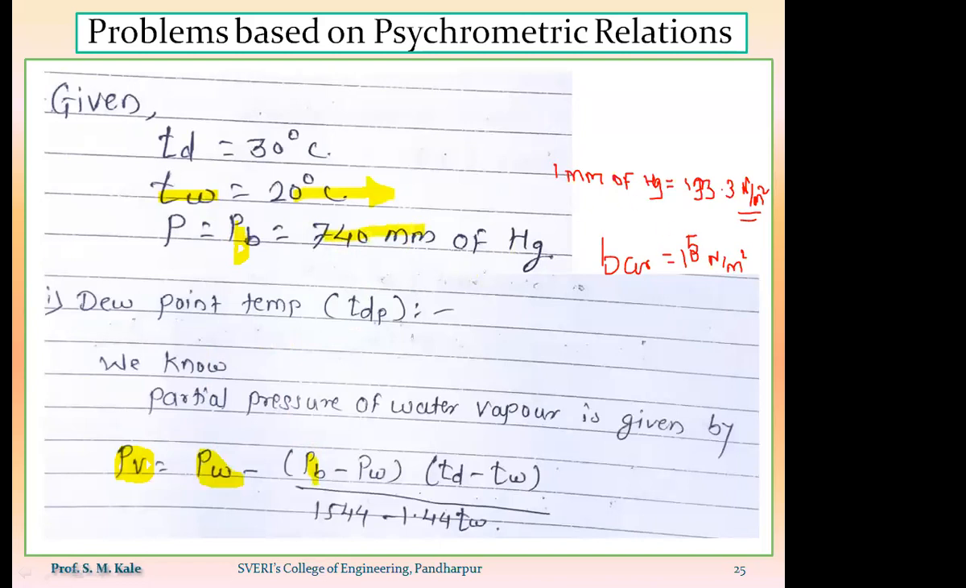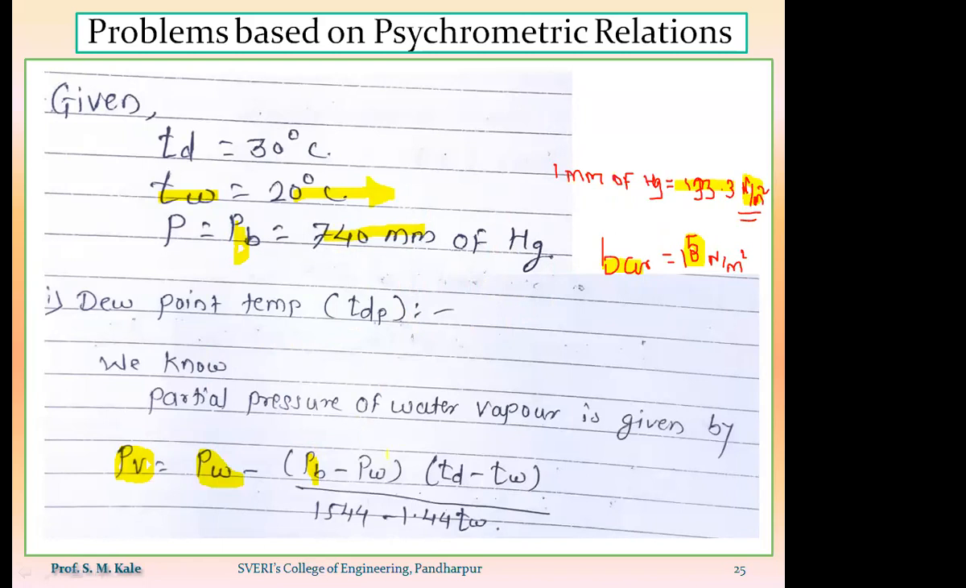I need to convert that barometric pressure in terms of bar. So for that purpose, what I am going to do is 740 into 133.3, that will be in terms of Newton per meter square. And the value that comes, I will multiply by 10 raised to minus 5, so that the value will be in terms of bar.